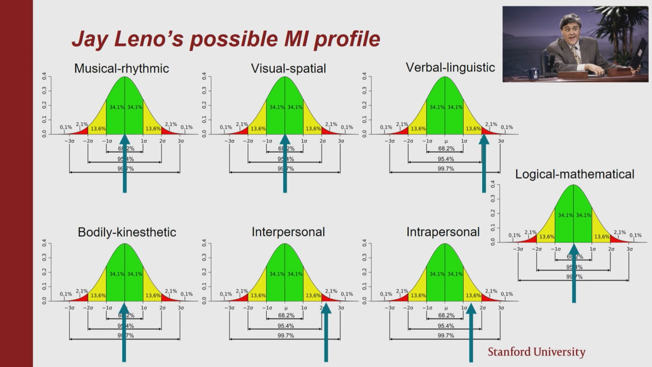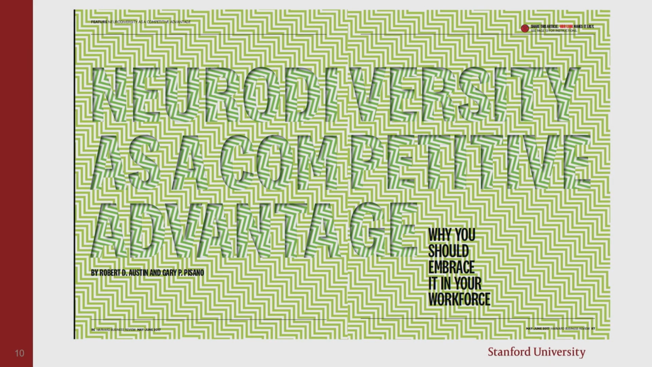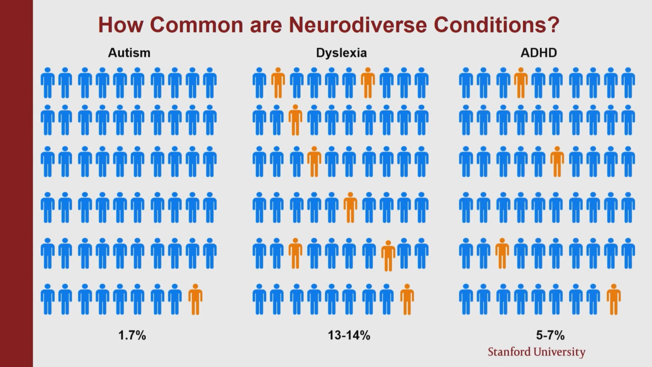But basically, the idea here is that we can consider neurodiversity as a competitive advantage if you are able to find where the strengths a person has. So the neurodiverse conditions that we are thinking about are autism, dyslexia, and ADHD most of the time, but there are also other neurodiverse conditions that we also think about.